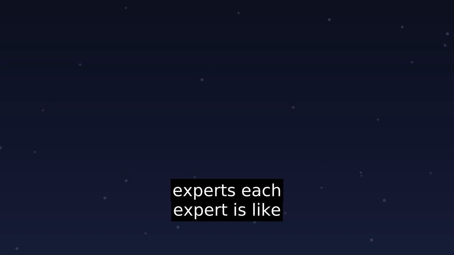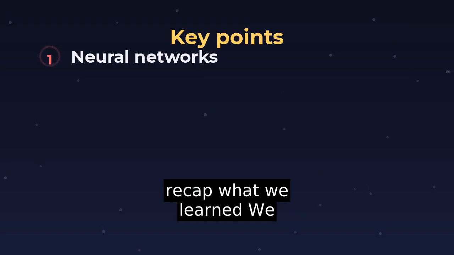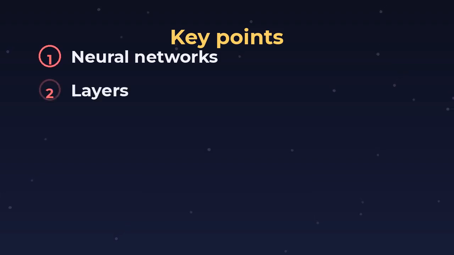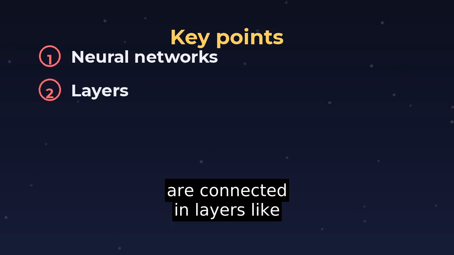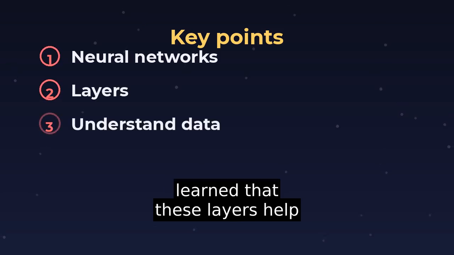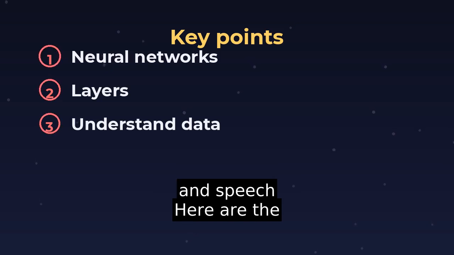You can think of it like a team of experts. Each expert is like a layer, and when they all work together, they can solve complex problems. So, let's recap what we learned. We learned that neural networks are like factories with many workers. We learned that these workers are connected in layers, like a big team. And we learned that these layers help computers understand data, like pictures and speech.